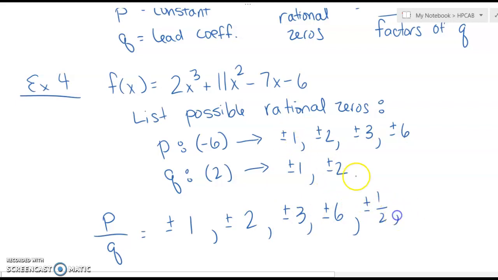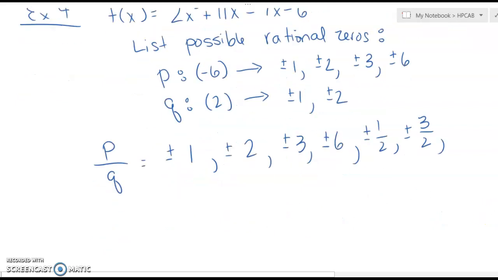1 over 2. 2 over 2 we already have, plus or minus 3 over 2, and then plus or minus 6 over 2, which is 3. So we already have that. You don't have to list it twice. All right, and I think that's everything. Yeah, so those are all of our possible factors.